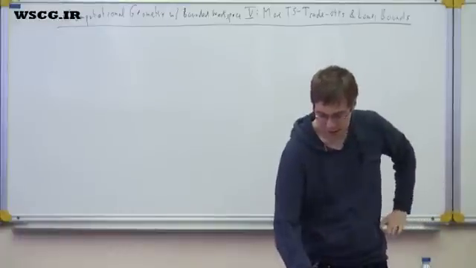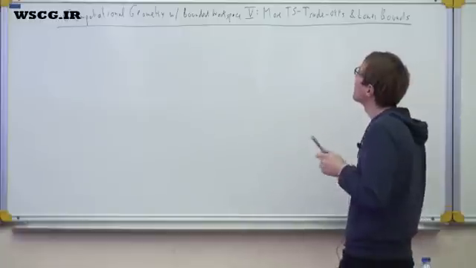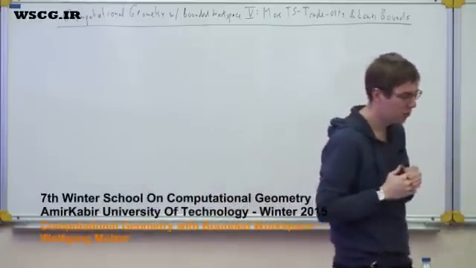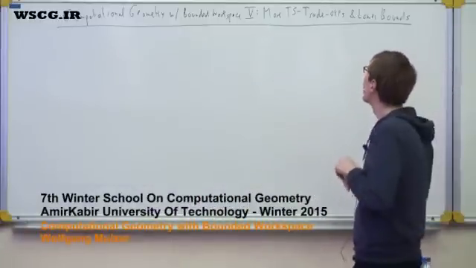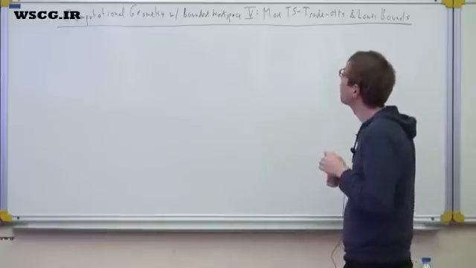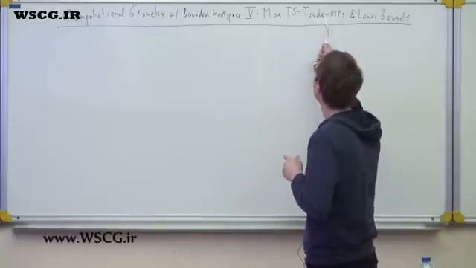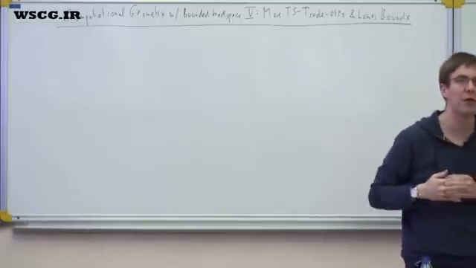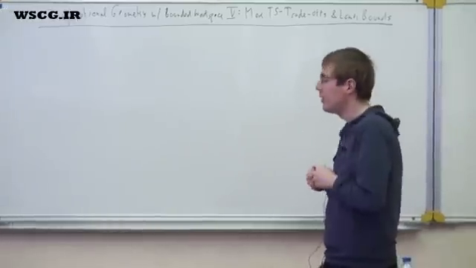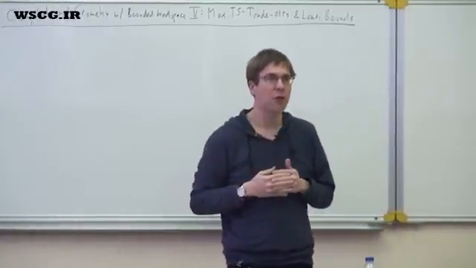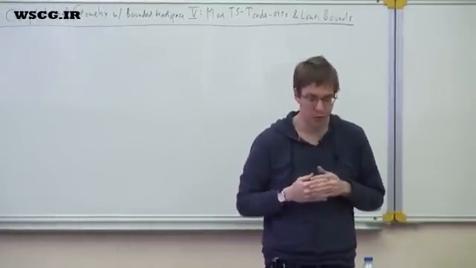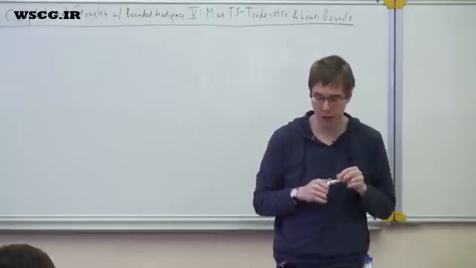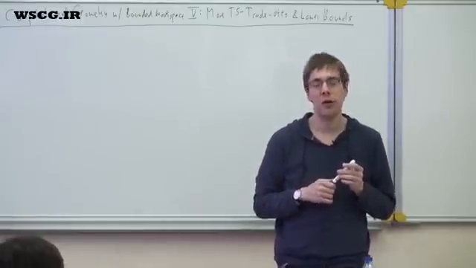Okay, let us start. So this is the fifth and last lecture in my series on computational geometry with bounded workspace. And today I wanted to talk about more time-space trade-offs. Last time I showed you a time-space trade-off for sorting and for computing the convex hull. And today it will be a time-space trade-off for triangulating monotone polygons, or a time-space trade-off for a problem which allows us to triangulate monotone polygons.